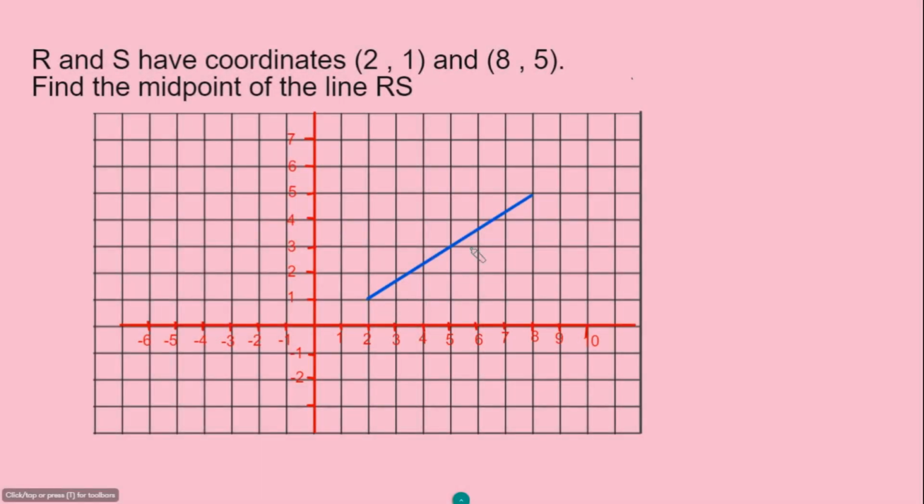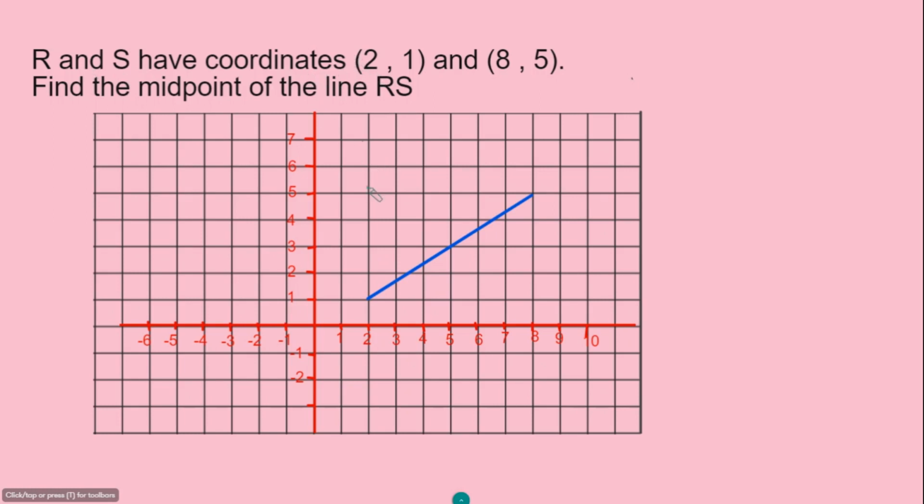The midpoint of this line, the blue line, is a point on it halfway between the extreme ends. Now the question: R and S have coordinates (2, 1) and (8, 5). Find the midpoint on the line RS.